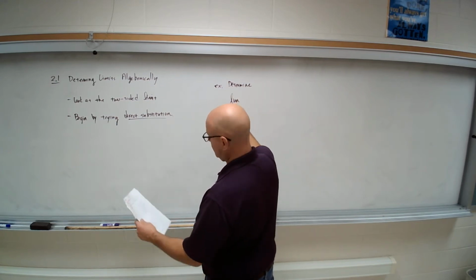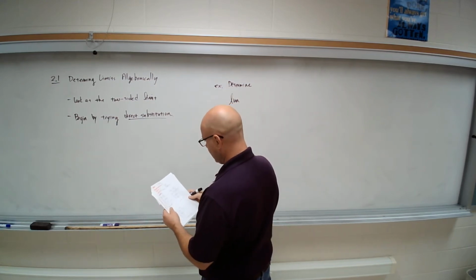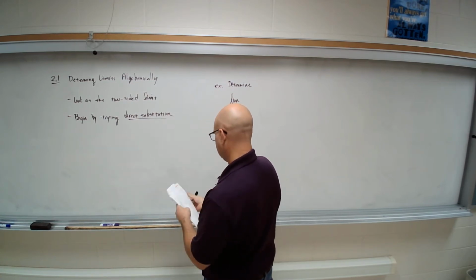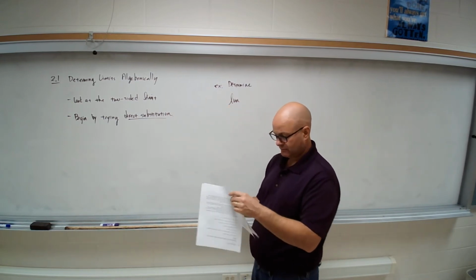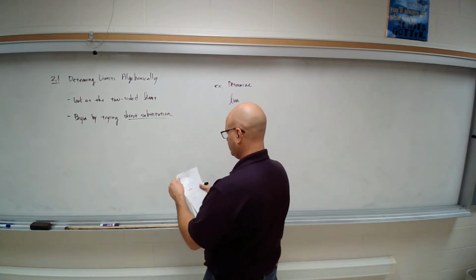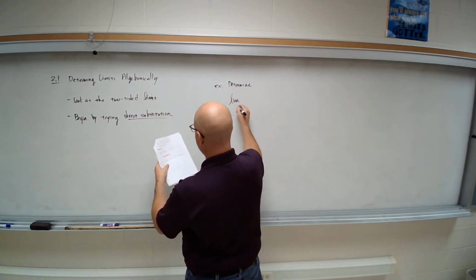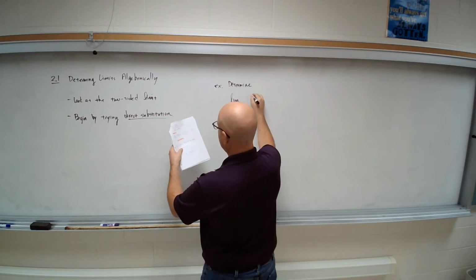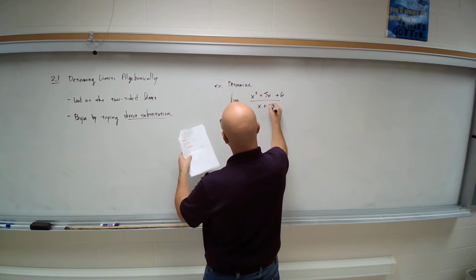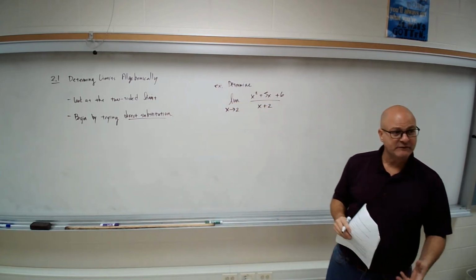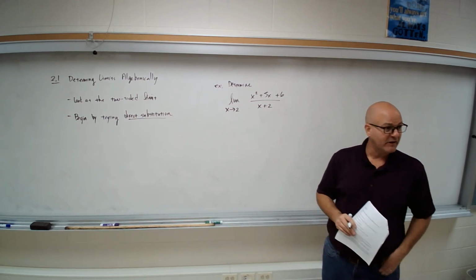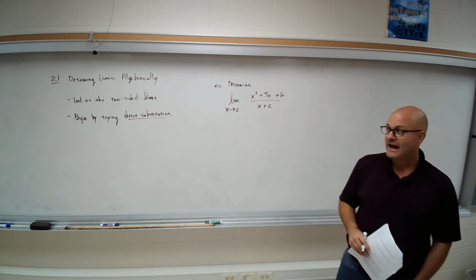For example, if we are asked to determine the limit as x approaches 2 of x squared plus 5x plus 6 over x plus 2. Now, if we're asked to evaluate this, you probably think, hey, this is some sort of rational function, right? And we'll investigate and see what happens.